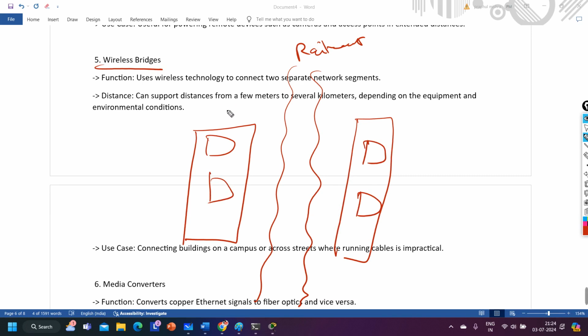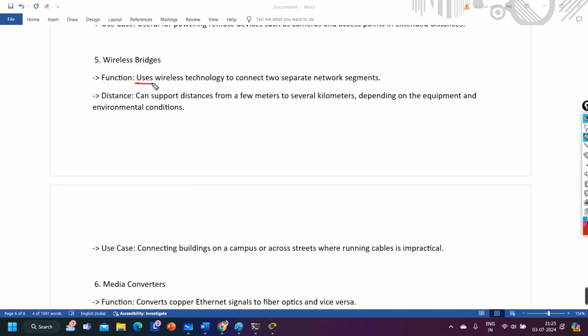You can't place wire here, so you will connect wirelessly by installing an antenna on both buildings. A wireless bridge is also one device that we can use to connect wirelessly. It uses wireless technology to connect two separate network segments. It can support distances from a few meters to several kilometers, right? So if the distance is 1 kilometer, you can also use a wireless bridge, depending on the equipment and environmental conditions.